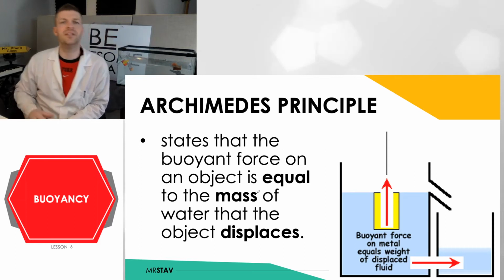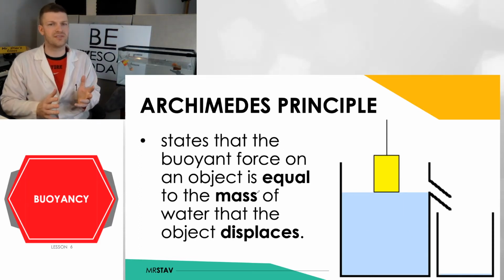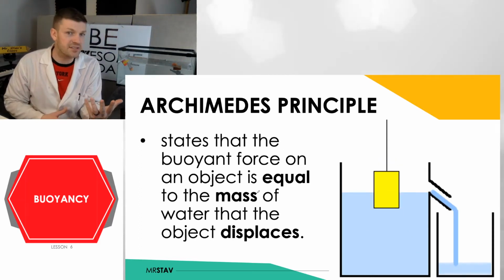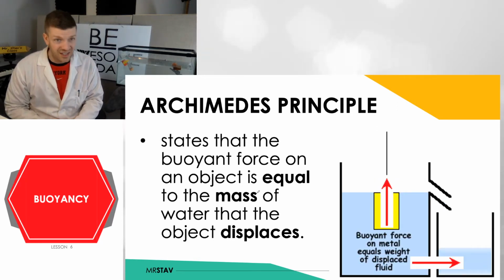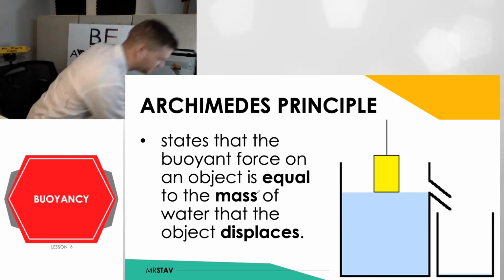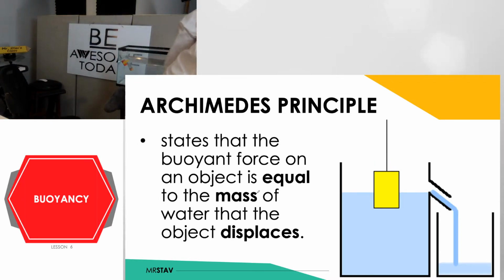Archimedes states that the buoyant force on an object is equal to the mass of the water that the object displaces. Huh? All right. So we need to explain this a little bit better.